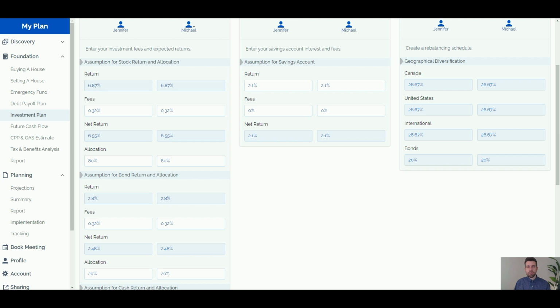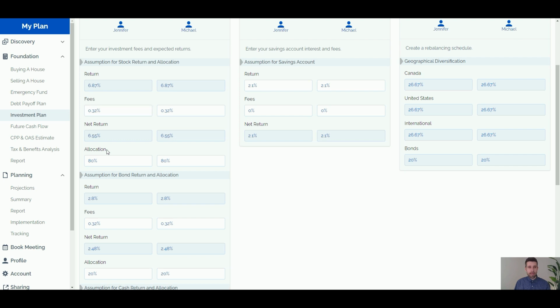In this case, Jennifer and Michael are using low-cost index exchange-traded funds, ETFs, and their fees are quite low, so 0.032%. But if you're using bank mutual funds, this could be quite a bit higher at 2%. So make sure that you enter the fees for your investments here.